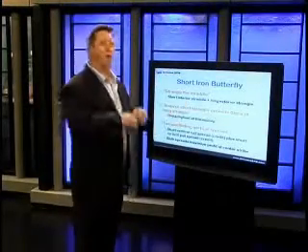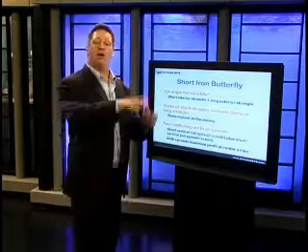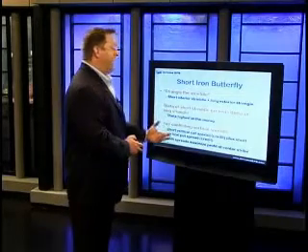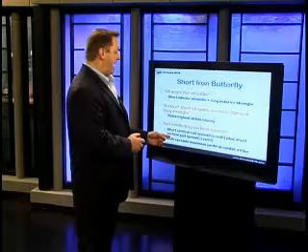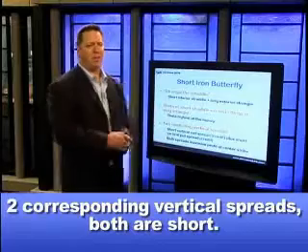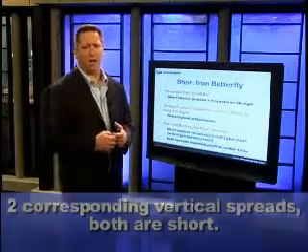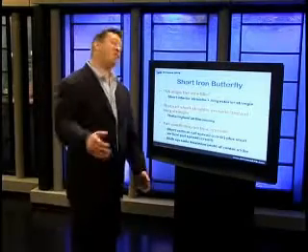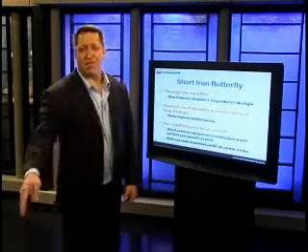We also can set this up as 2 conflicting vertical spreads, just like the conventional butterflies. Here's the difference. In our conventional butterflies, we're going to have 2 vertical spreads, one long, the other short. In the iron butterfly, we're going to have 2 vertical spreads, both being short. Remember, think about your conventional butterfly. Think about that call butterfly. We were long the 60-65 call spread and short the 65-70.